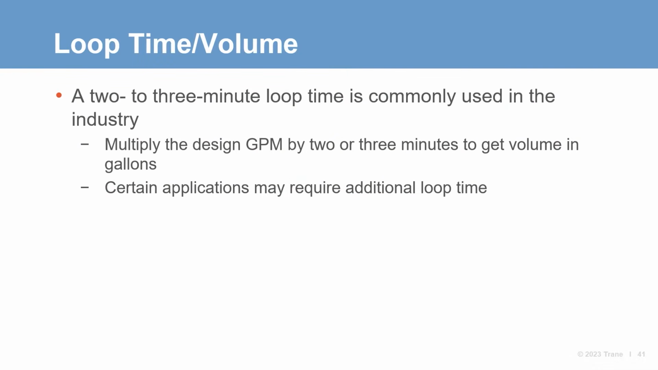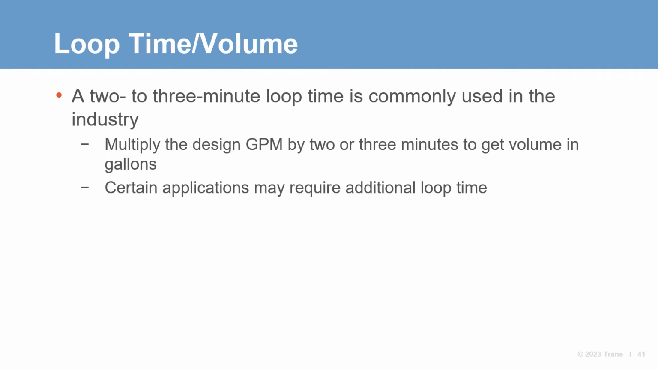But what about loop volume? I heard you all asking this through my monitor. And of course, this is a great question. Two or three minutes are the typical rules of thumb used by our industry on the chilled water side. The good news is, it still applies to modular chillers applied for comfort cooling.